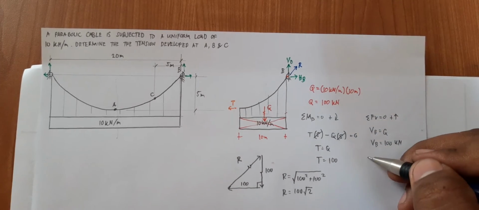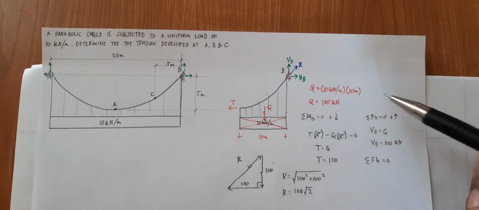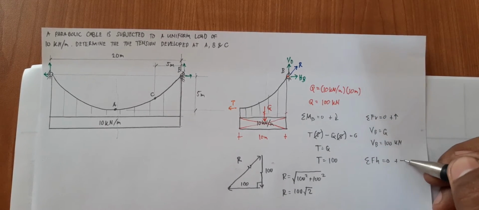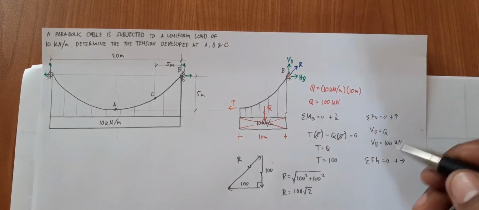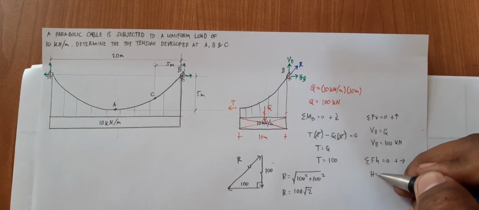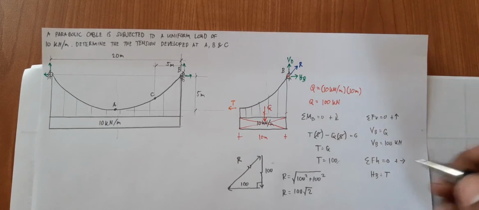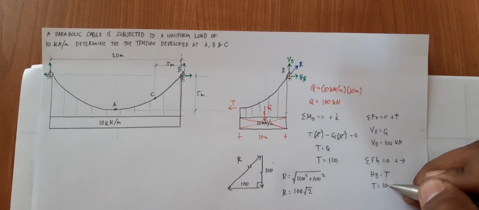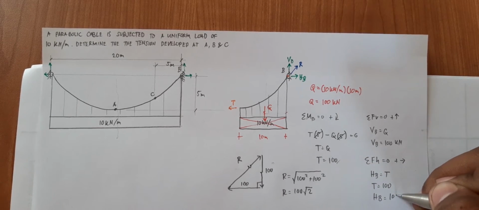Next, taking summation of forces horizontal is equal to 0. Let's say positive going to the right. To the right, you have HB. To the left, you have T. So you can conclude that HB is equal to T. In this case, T is equal to 100. Therefore, HB is also equal to 100.